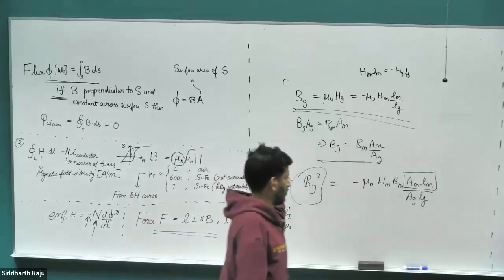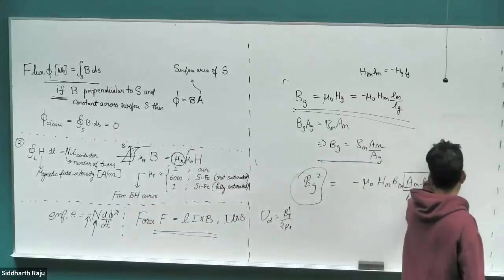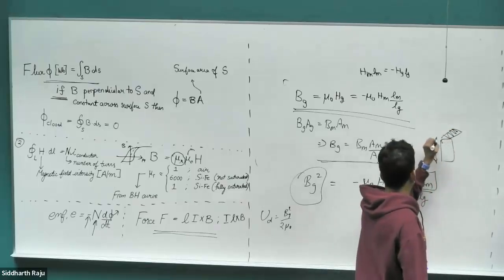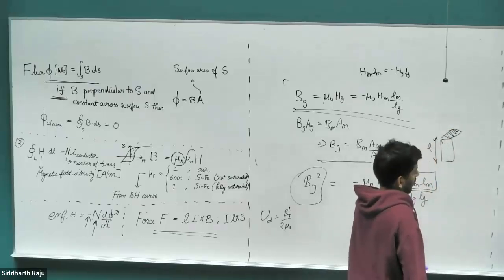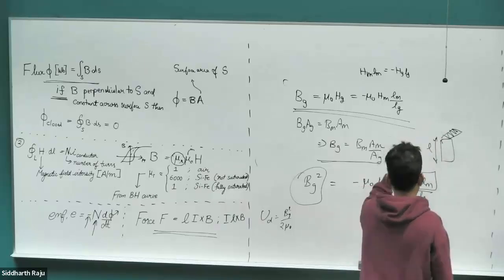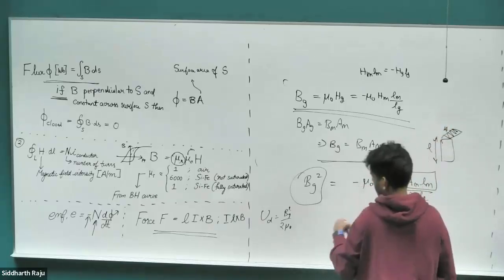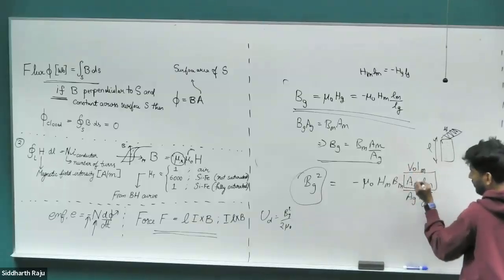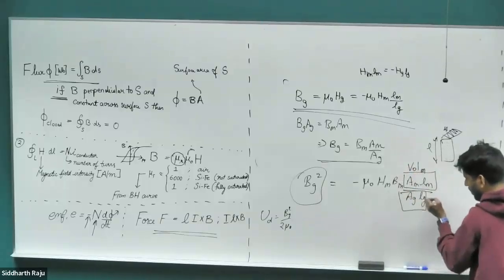We are considering a rectangular structure for the magnet. If I look at the cross-sectional area, this area times the length, for a rectangular structure, that's just going to be the cross-sectional area times the length. So this is the volume of the magnet. And this is going to be the volume of the air gap.